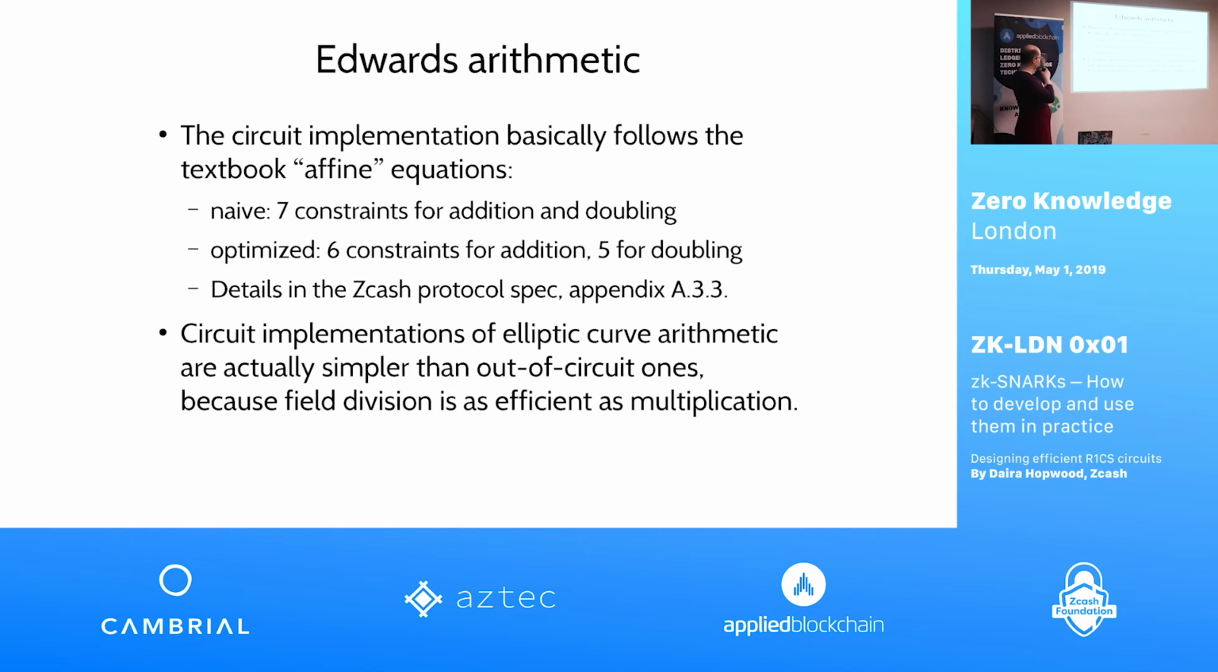Okay. And as I said before, you can do divisions very efficiently, so that means that you can use some of the simpler equations. So if you know the difference between affine and projective coordinates, outside the circuit you would normally use projective coordinates or Jacobian, but here you can use the simpler affine ones because inversion is efficient.